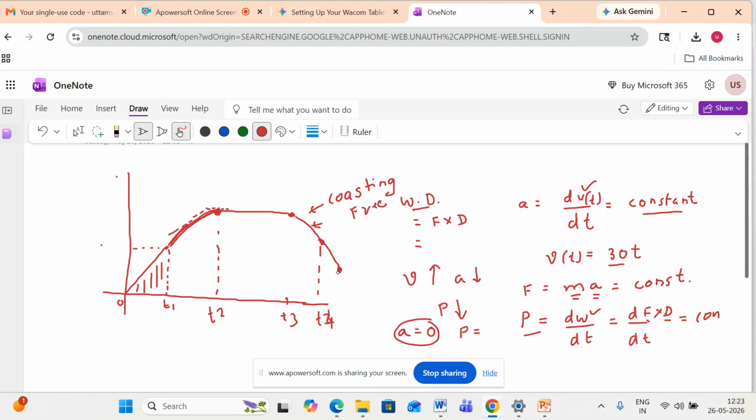And from the next, it is braking. The next phase, from T4 to T5, is called the braking phase. During this, the brakes are applied to stop the train.